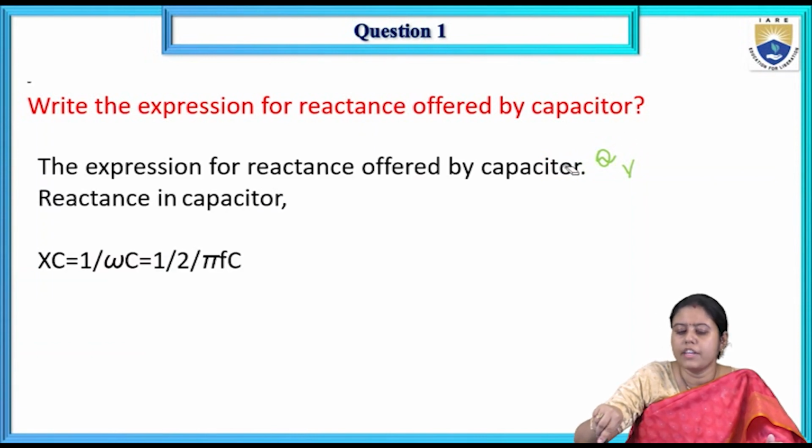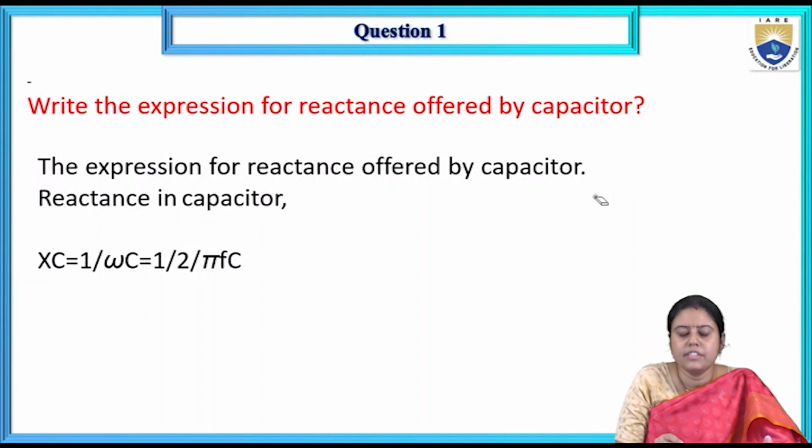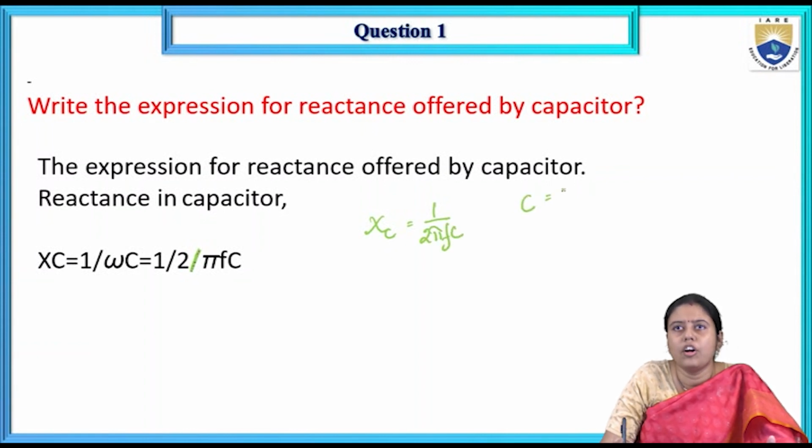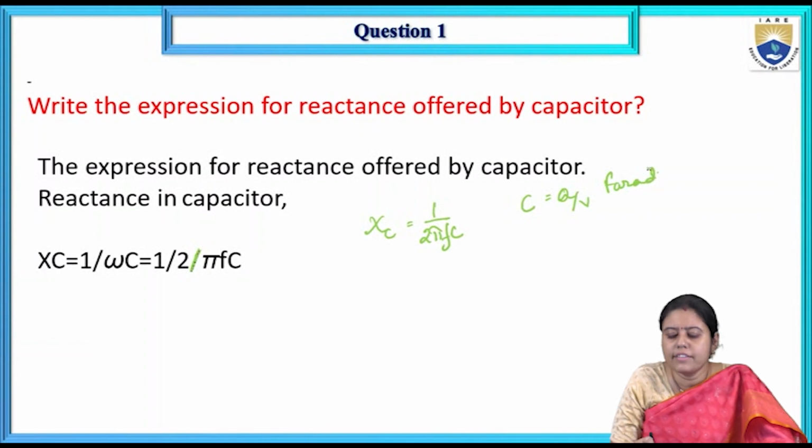So the expression of the reactance offered by the capacitor, we know Xc is equal to 1 by omega C, is equal to 1 by 2 pi Fc. Here capacitance is equal to epsilon A by D, though this is only for the parallel plate capacitor. And capacitance is equal to Q by V, and the unit is farad. But what is Xc? Xc is equal to 1 by 2 pi Fc.